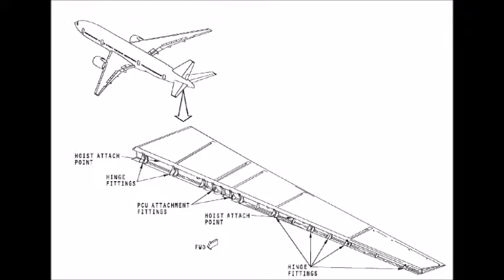The elevators supply short-term correction of the pitch attitude of the airplane. This movement is around the lateral axis of the airplane. There is one elevator panel on each side of the aft fuselage. Hinges attach the elevator to the rear spar of the horizontal stabilizer. 2 hydraulic power units move each elevator panel.